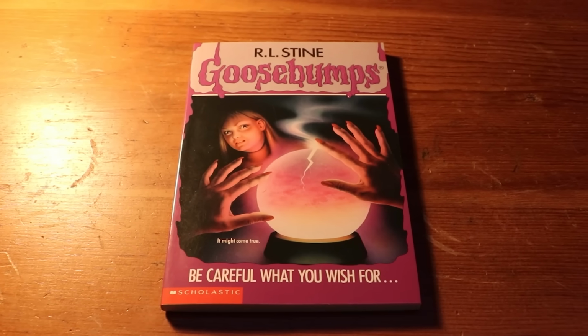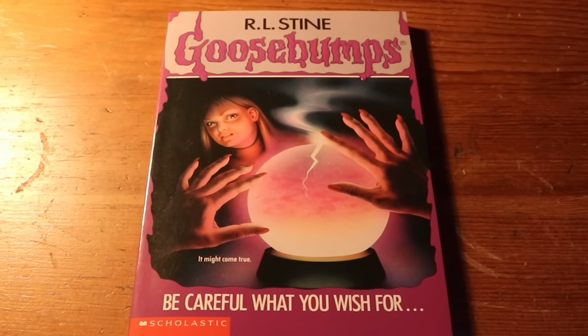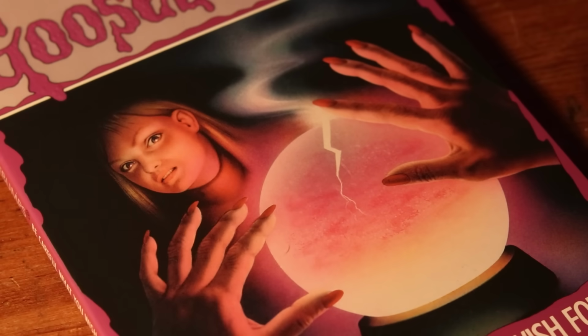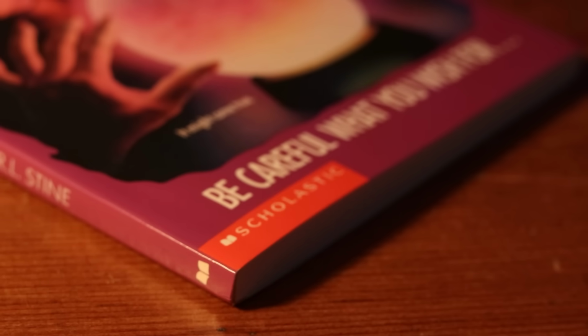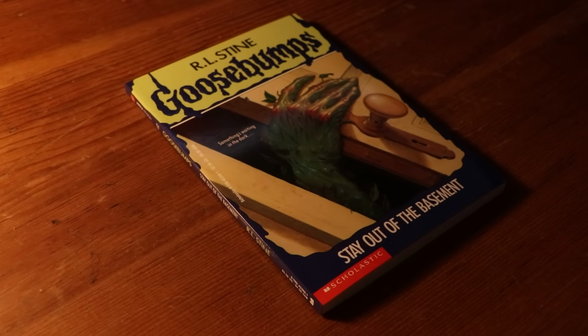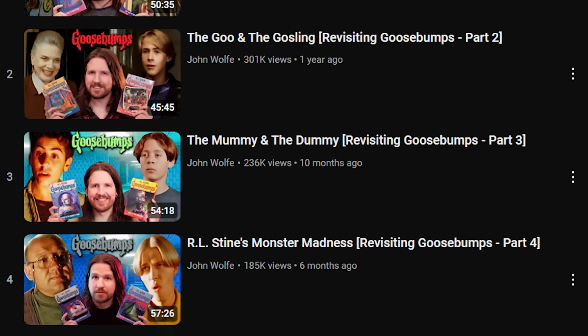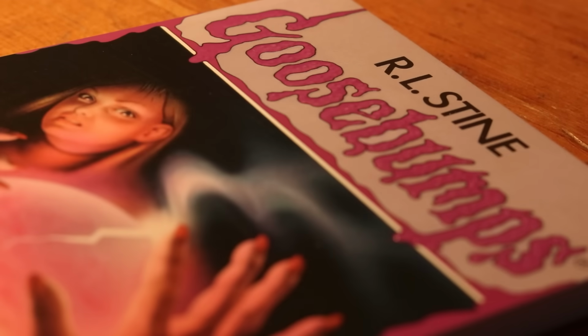Anyway, the 12th book in the original Goosebumps series, Be Careful What You Wish For, was released in October 1993. You may notice the cover art's a little different, and that's because it wasn't illustrated by usual Goosebumps cover artist, Tim Jacobus. Jacobus illustrated 60 out of the original 62 books. The only ones that he didn't do are this one, and Stay Out of the Basement, which we covered in a previous video. Check out the Revisiting Goosebumps playlist if you want to see the series from the beginning, by the way. Anyway, this cover was done by Stanislaw Fernandez.